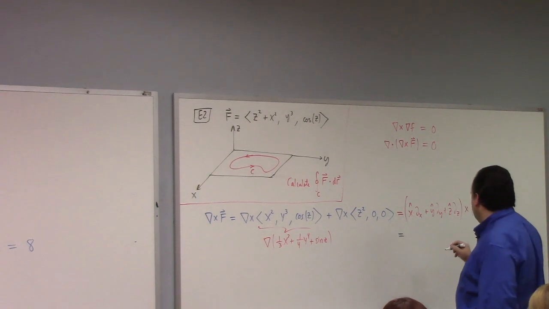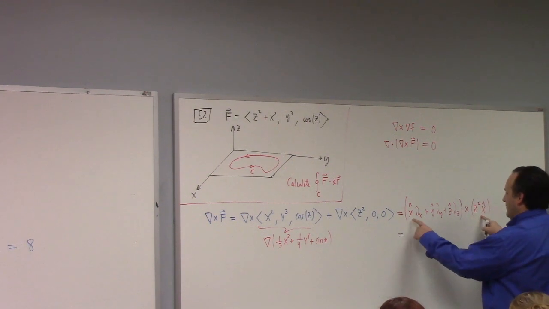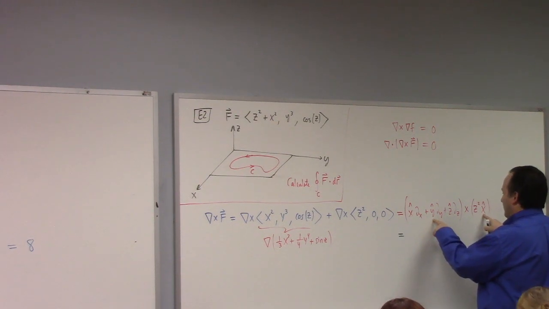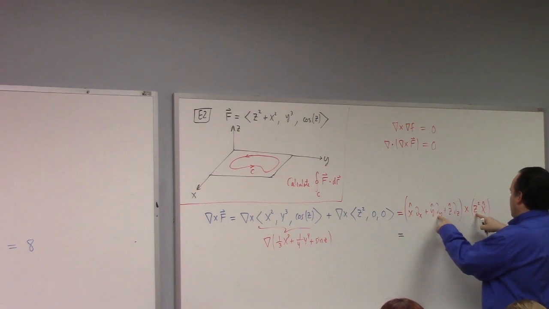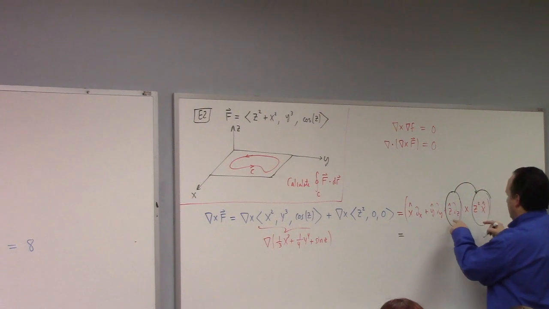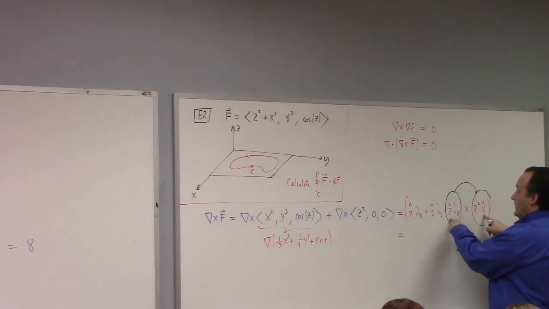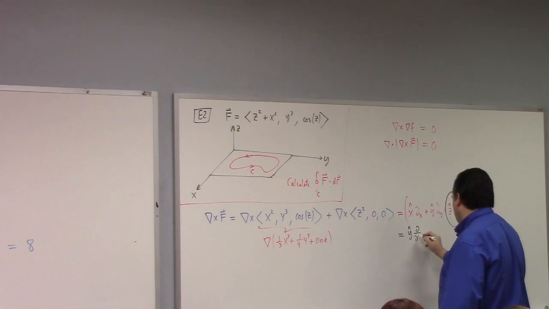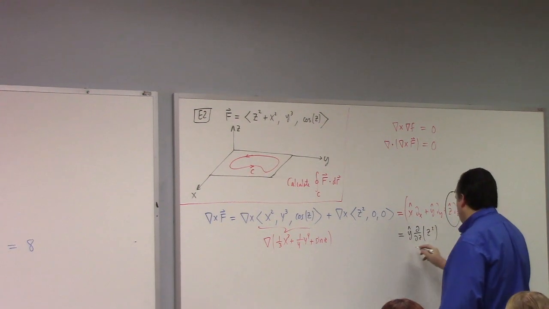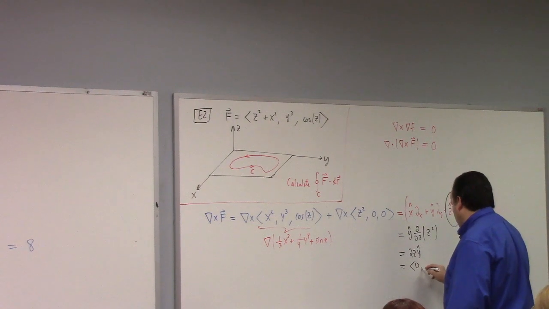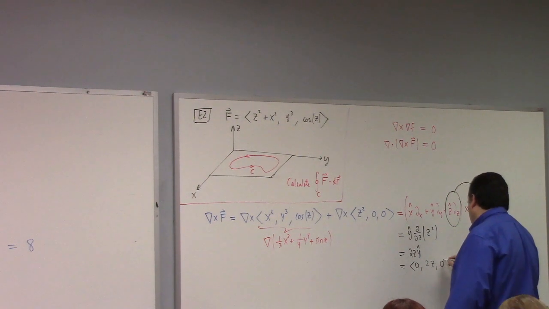So let's see here. X hat cross x hat, 0. Y hat cross x hat is minus z hat, but partial y of z squared, nothing. So the only term that matters is this one. All right? Z hat cross x hat is y hat. And we've got partial z of z squared. In other words, you got yourself a 2z y hat. Or if you like, the curl is (0, 2z, 0). All right?